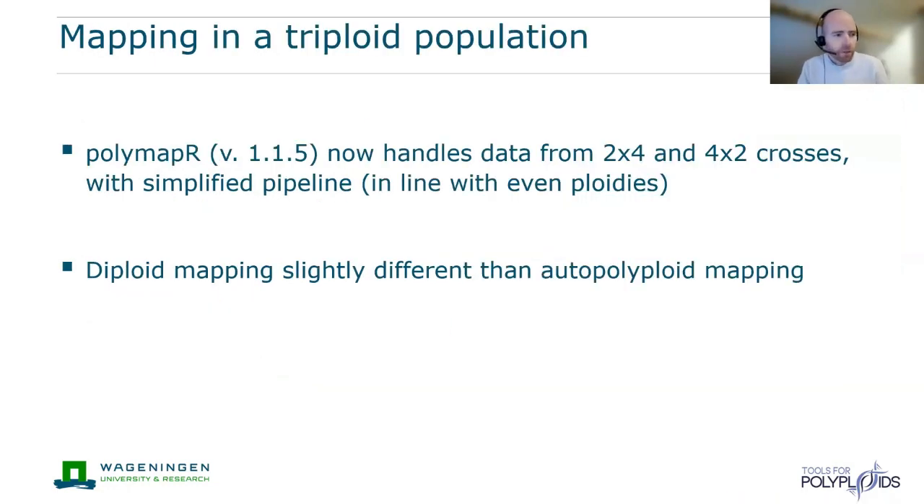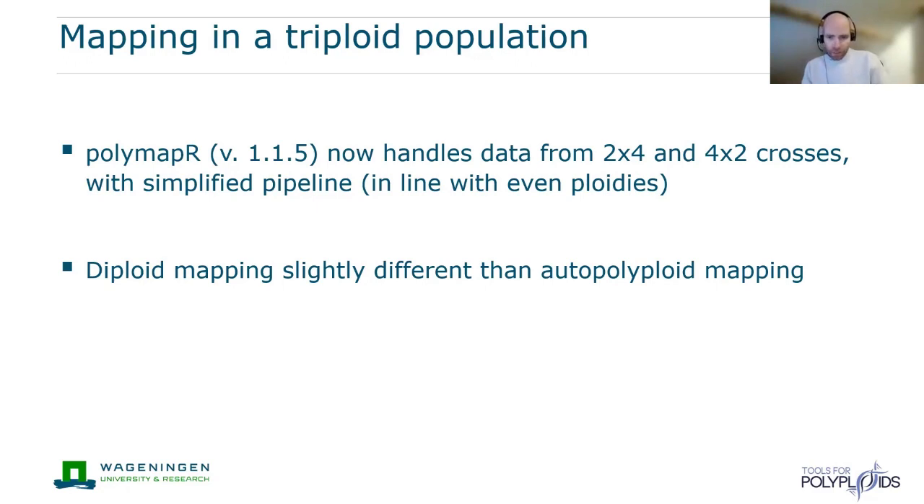What I've done also with this update is I've simplified the pipeline itself. In the past, if you wanted to map in a triploid, you would have had to have chosen the maternal parent to be tetraploid. Now that demand is no longer there. And as well, the pipeline is a bit more simplified, so you don't have to do all these various tricks that you had to do in the past. So it's more in line with the rest of the ploidies handled by polymapR.